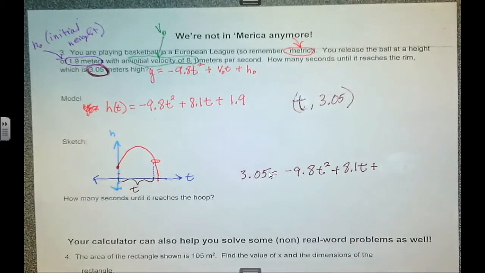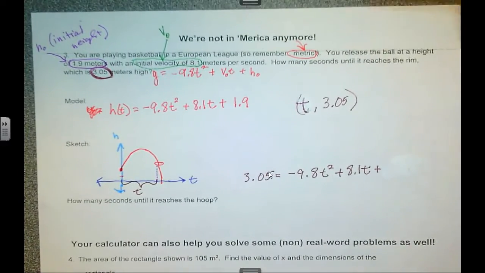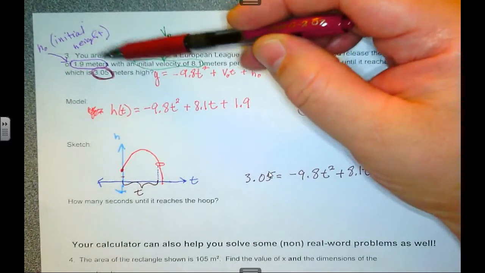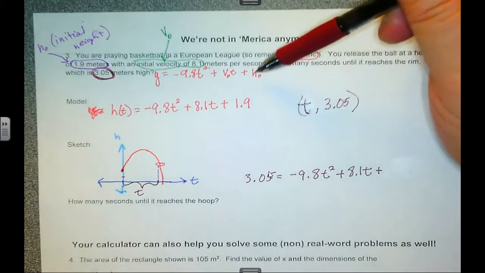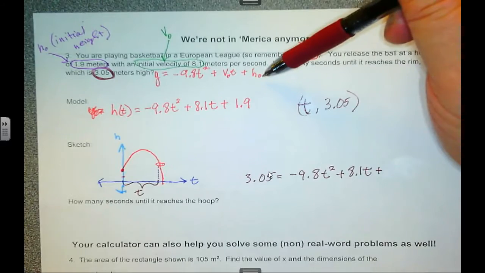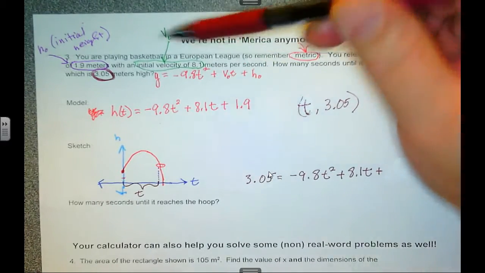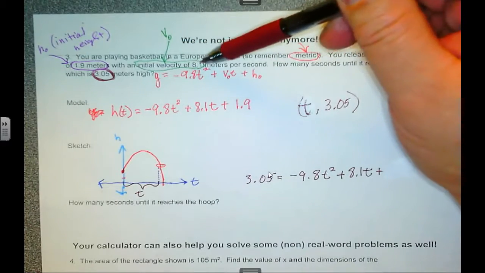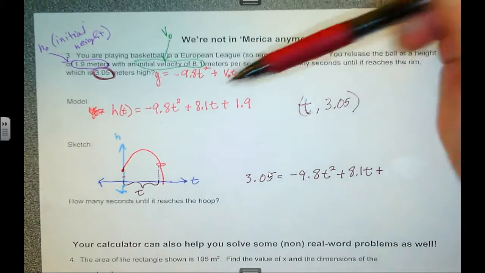plus h naught. Okay, now, quiet down. Our initial height was 1.9 meters, so that's our h of 0. And our initial velocity is 8.1, so that's where we put our v sub 0.